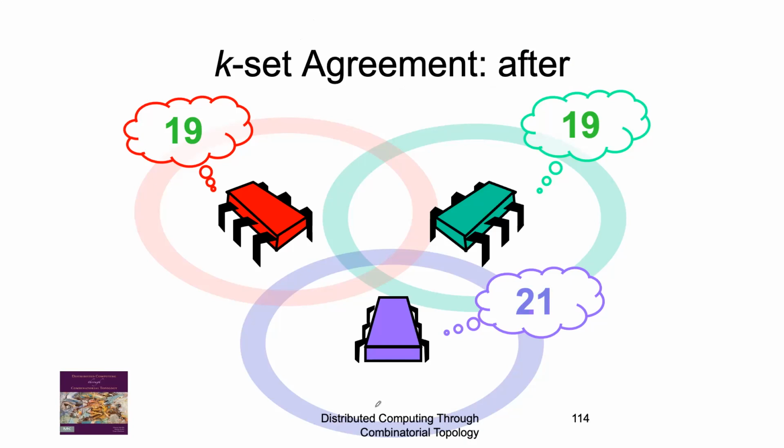So if k equals 1, this is consensus. We all agree on exactly one output, exactly one input, sorry. The output should be one of the inputs, everywhere the same input. K-set agreement allows you to disagree. You can disagree, but not too much. You cannot disagree more than k. You cannot produce more than k distinct outputs.